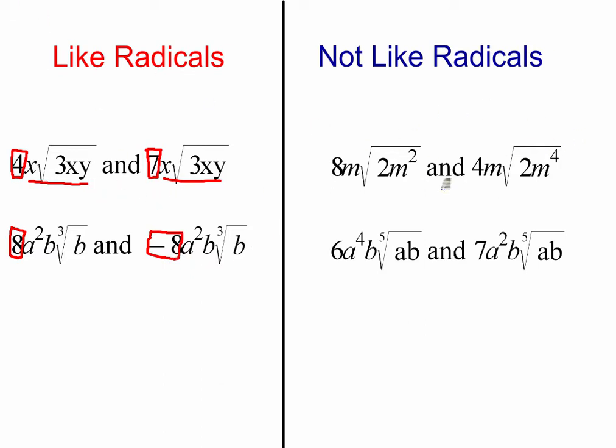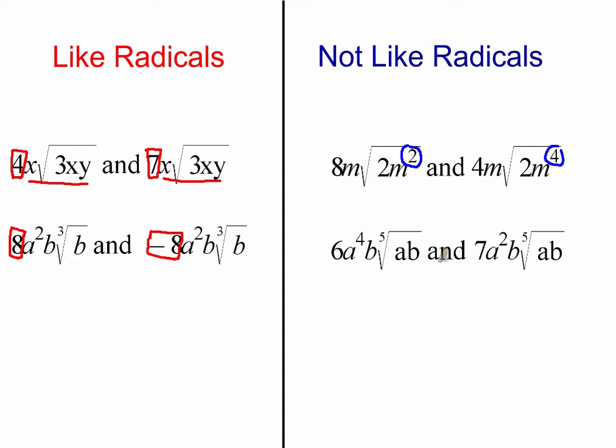Now over here, these are some numbers that are not like radicals. This is 8m times the square root of 2m squared and 4m times the square root of 2m to the fourth. What makes these not like radicals is this squared and this fourth power. Because these two are not the same, these are not like radicals.